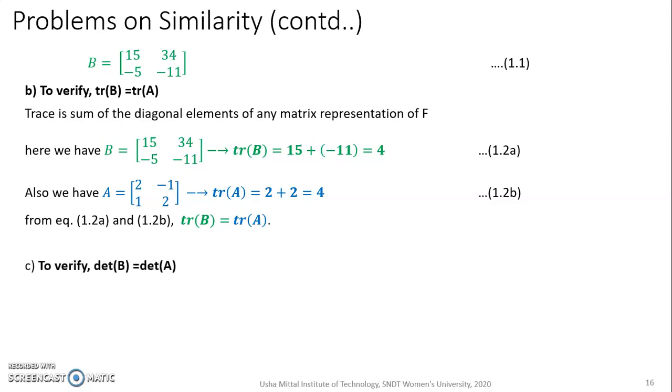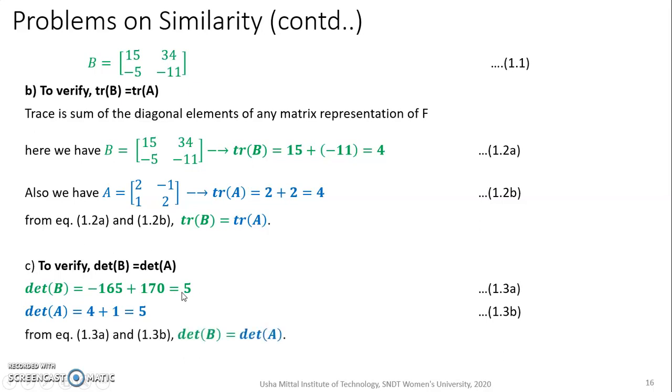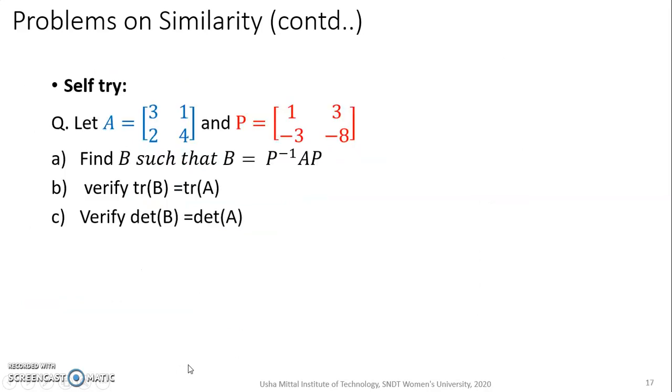Similarly we will find out the determinant of A and B, and we will verify whether they are same or not. So the determinant of B is equal to 5, and similarly we got the determinant of A is equal to 5. So from these two equations we got the result that determinant of B and determinant of A are equal. So you can self-try the problem based on the same steps that we have used just now.